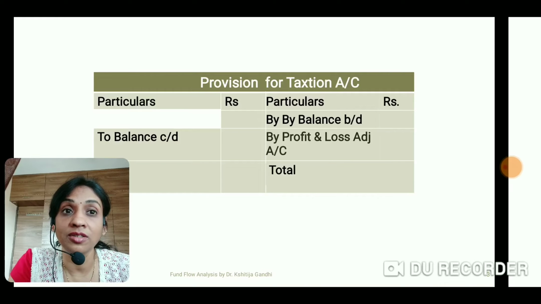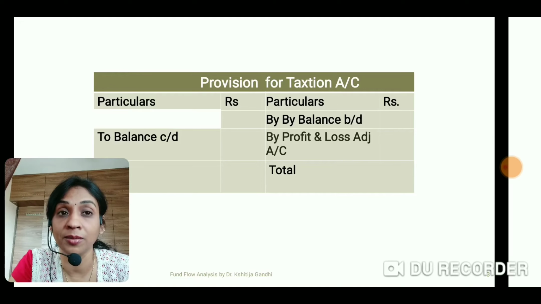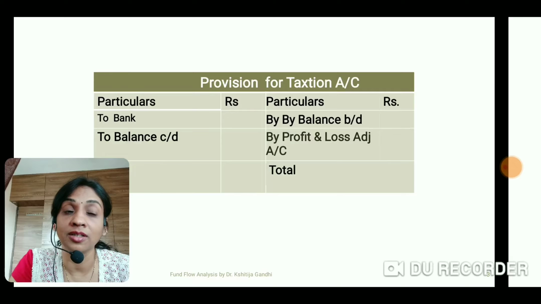If the difference arises on the debit side, then we can assume that the payment of tax has been made. So we'll write 'to bank account'. Let's take an illustration to understand these effects.